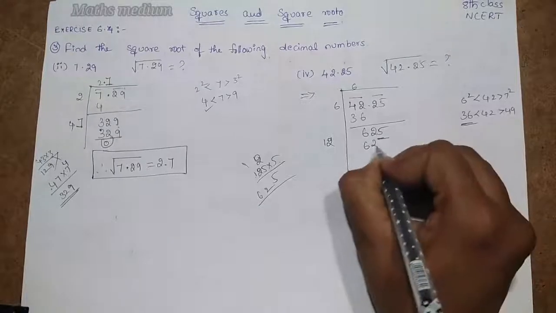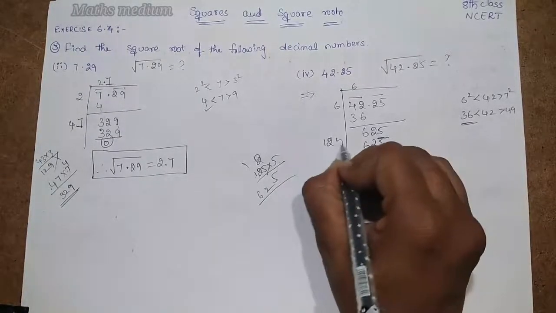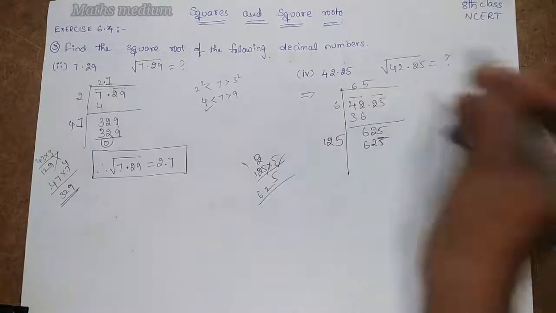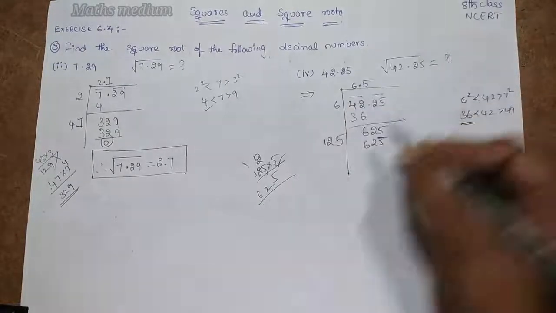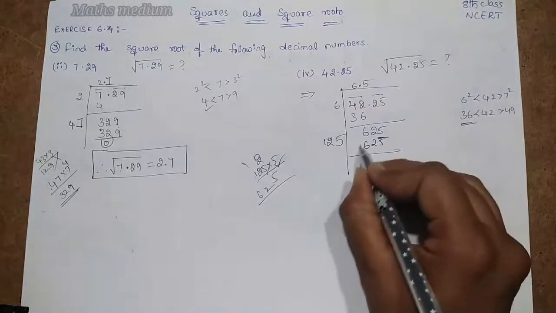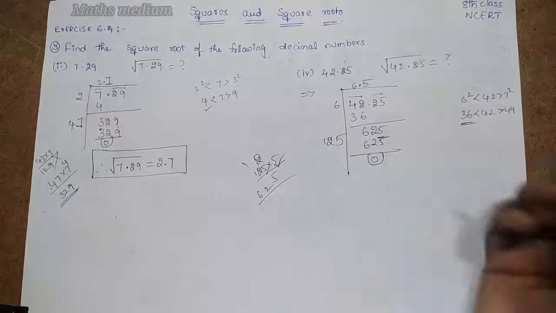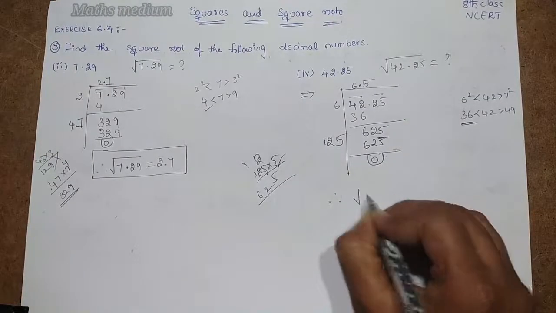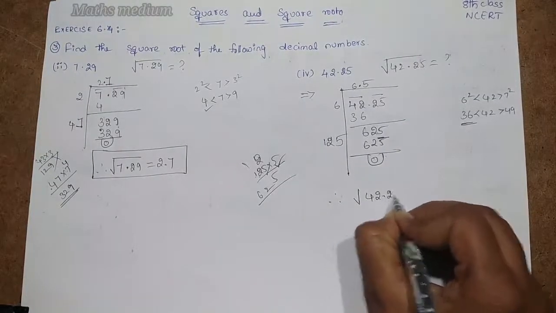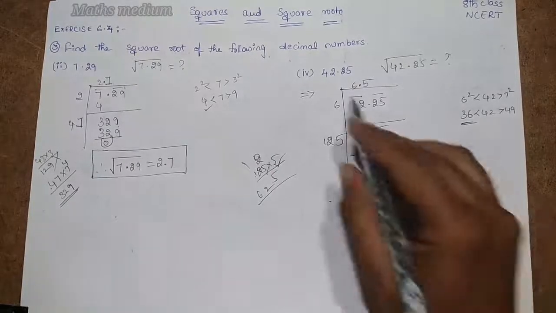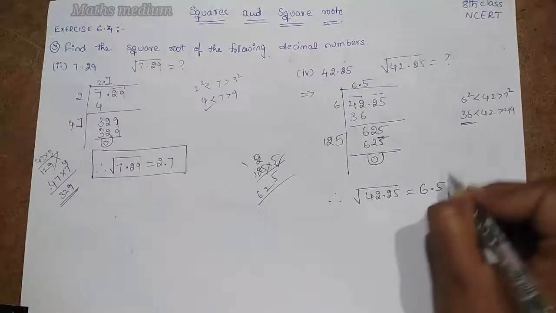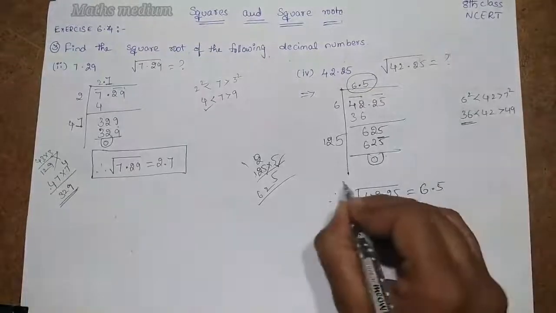625. This 5 is here and this 5 is here. The point is in between. 125, that is 625. We get the remainder as 0. Therefore, root over 42.25 is equal to 6.5. This quotient is the answer.